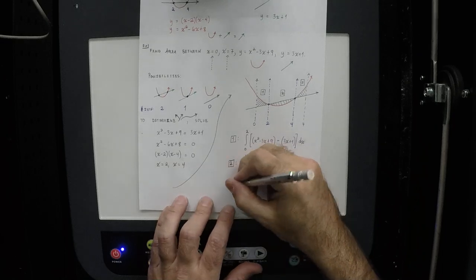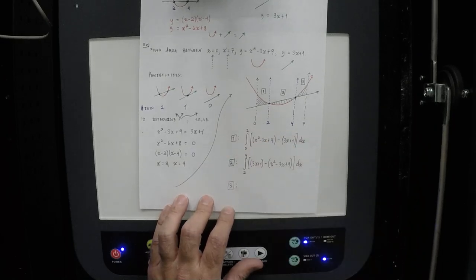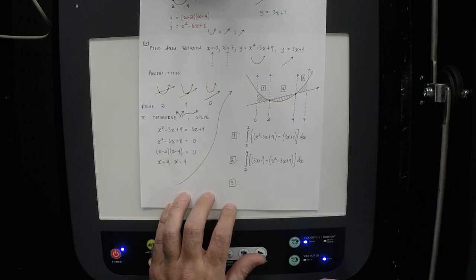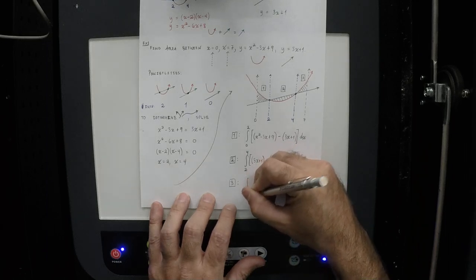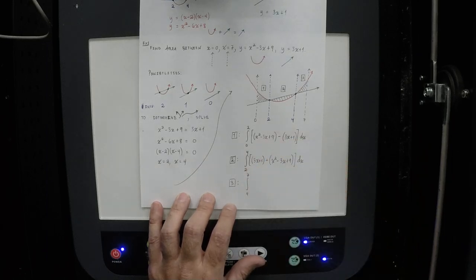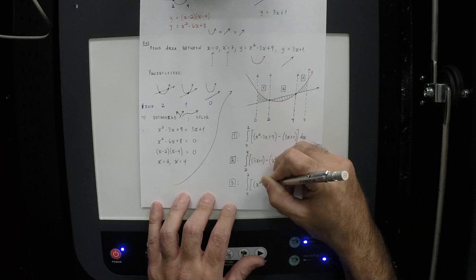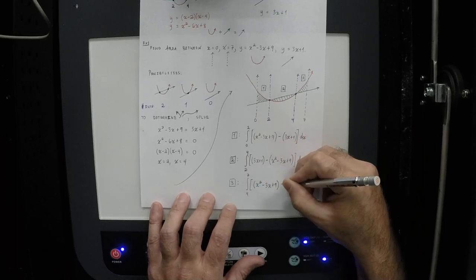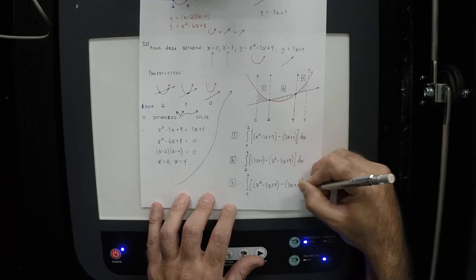And then finally, the area of piece number 3. What is the formula? 4 to 7. So x squared minus 3x plus 9 minus 3x plus 1.